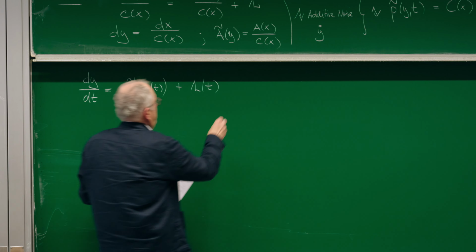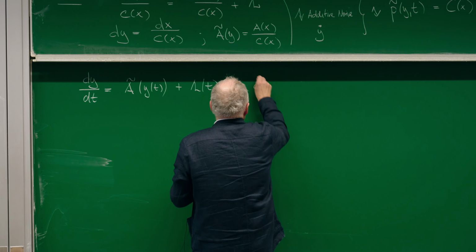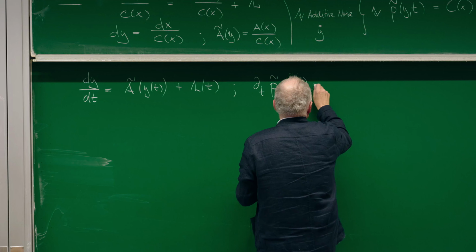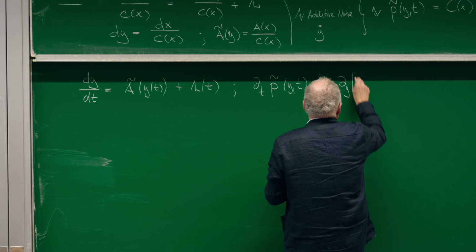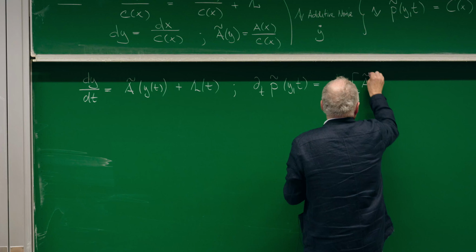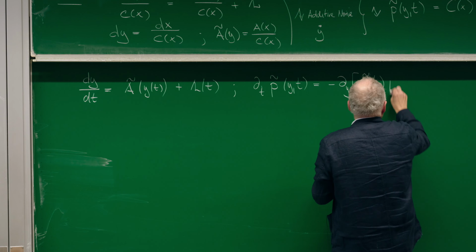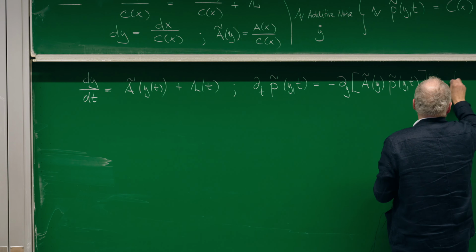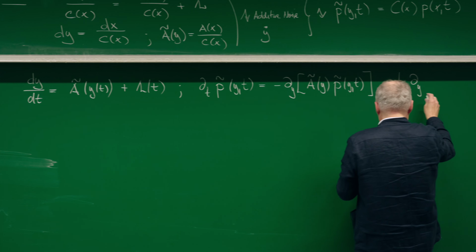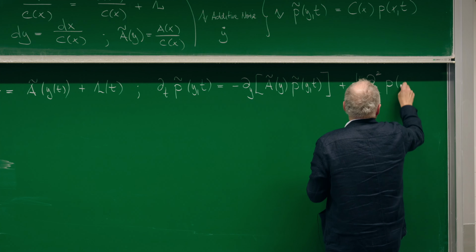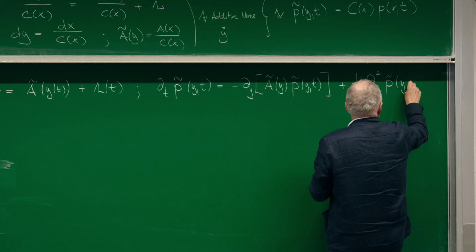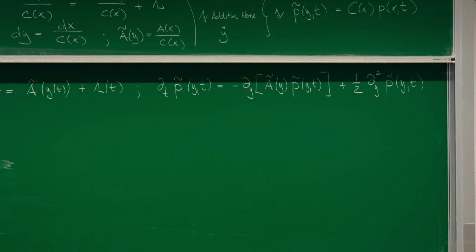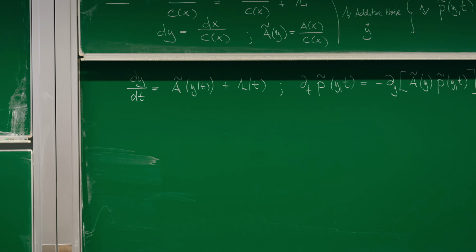And the corresponding Fokker-Planck equation, ∂_t p̃(y, t) is minus ∂_y ã(y) p̃(y, t), plus a half ∂_y² p̃(y, t). Because we know that Langevin equations are equivalent to Fokker-Planck equations, so I'm there.